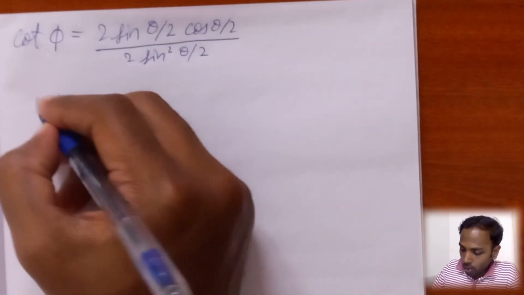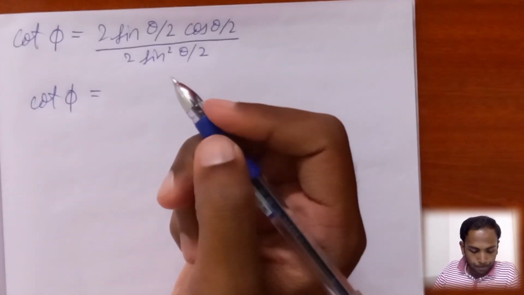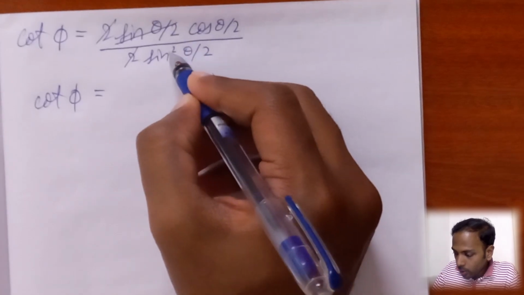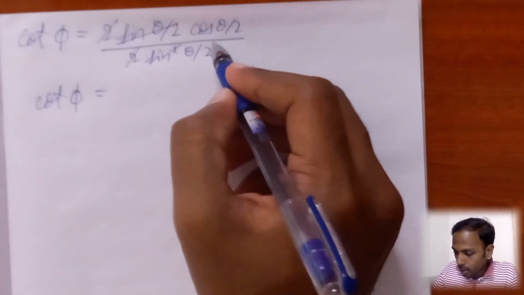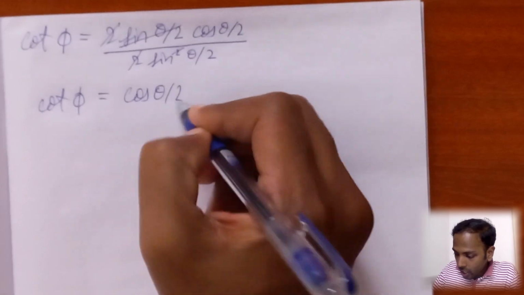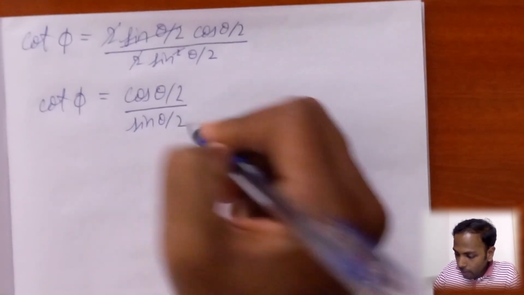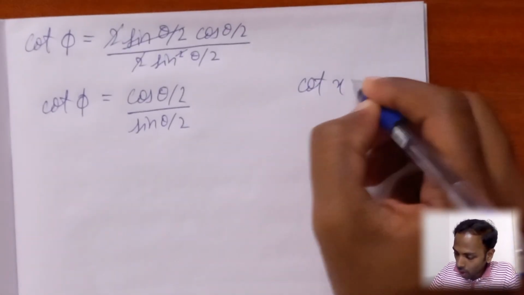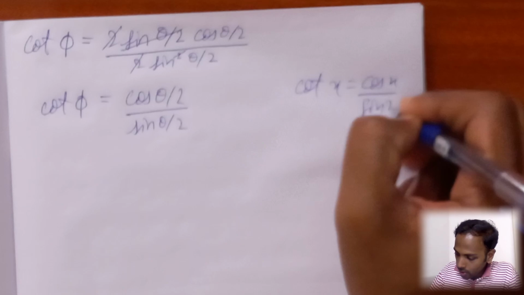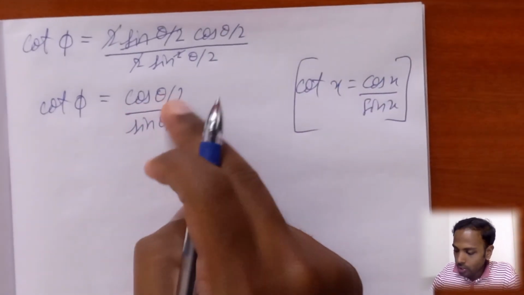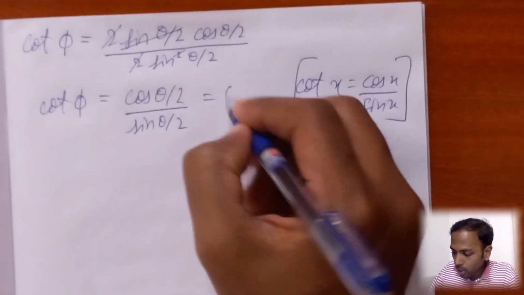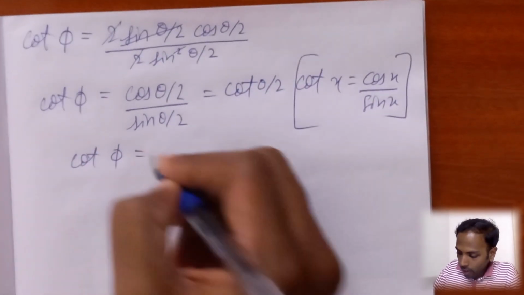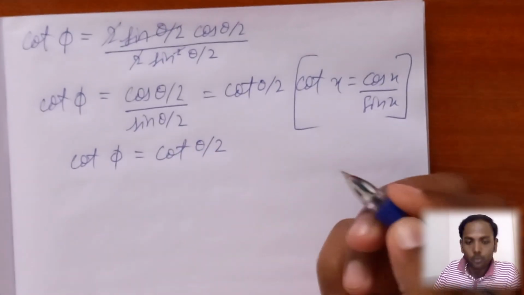Okay, fine. Now cot phi is equal to this. 2 and this 2 will cancel, and this theta by 2, and there is square here, so these two will cancel. So what is remaining? Cos theta by 2 by sine theta by 2 is remaining. What is cos by sine? Cos by sine is cot. Am I right? Cot x is cos x by sine x. So cos theta by 2 by sine theta by 2 is cot theta by 2. That's it. So cot phi is equal to cot theta by 2.